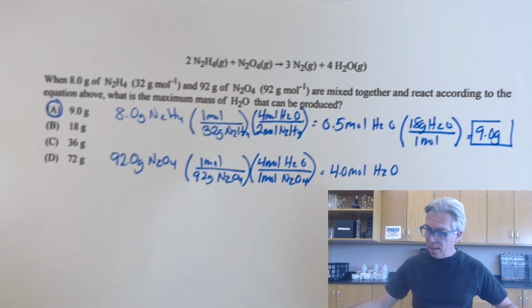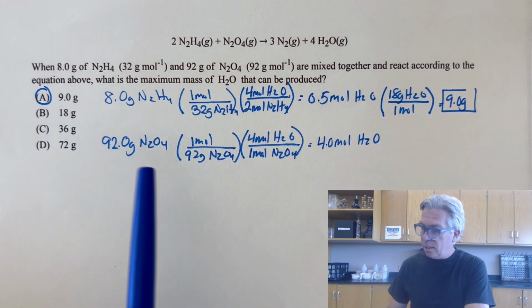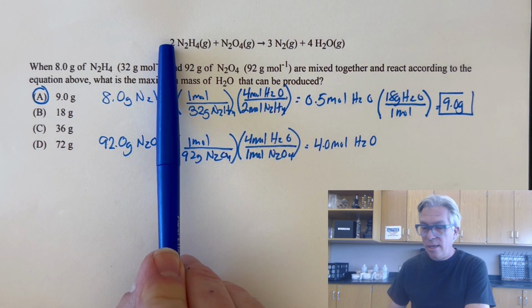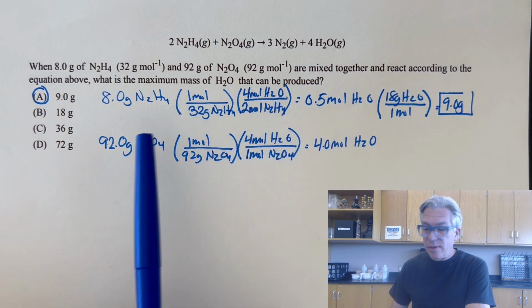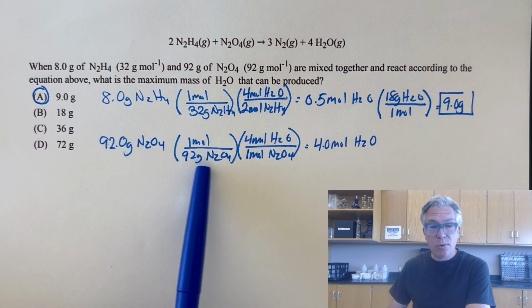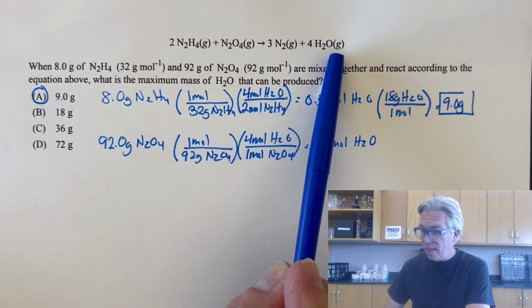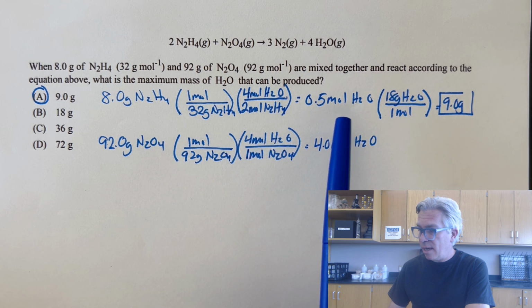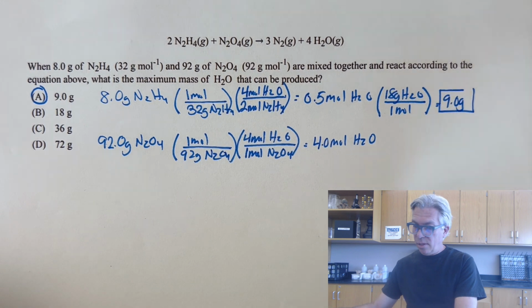I'll show you mine, and that is this one. I got a total of 9 grams of water. For 8 grams, I changed it to moles, and then I applied the ratio, 4 waters for every 2 N2H4s, and I got 0.5 moles of water. And I stopped there for a second. With 92 grams of N2O4, at 92 grams per mole, that's 1 mole, and I multiply by 4, I get 4 moles of water. So with this, I have enough to make 4 moles. With this, I only have enough to make half a mole. That's how we interpret that. Because a half is the smaller amount, I quickly changed it into grams, and it worked out to be 9 grams of water.